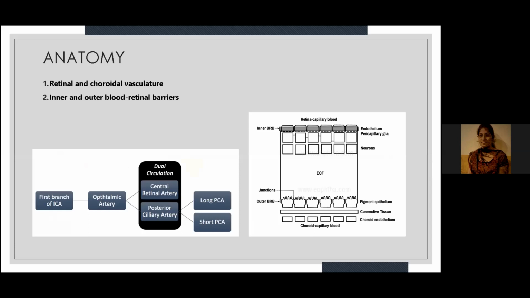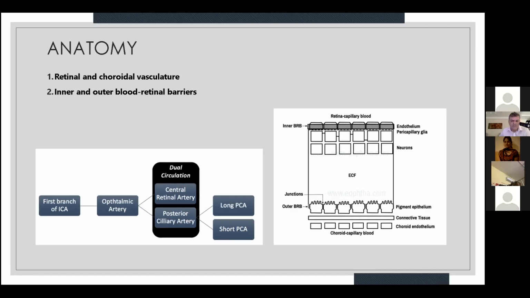We have to know the anatomy because that is how we will know the various abnormalities that occur. Retinal and choroidal vasculature are very important. In the retina, we have dual circulation. We have vessels which are non-fenestrated and do not allow the dye to leak. So fundus fluorescein angiography permits the dynamic evaluation of local circulatory disturbance, and this helps us to identify blood retinal barrier breakdown.